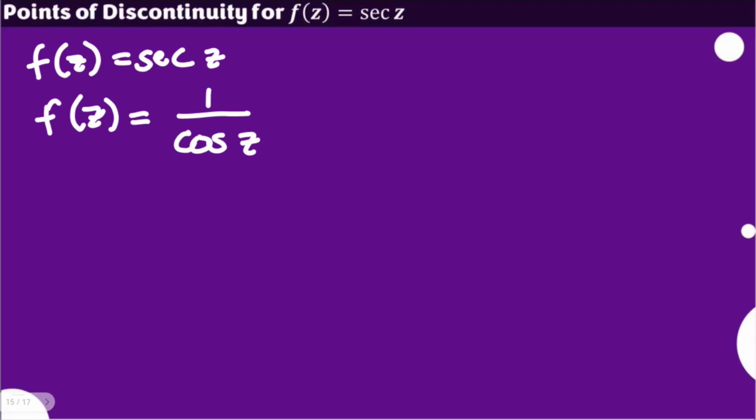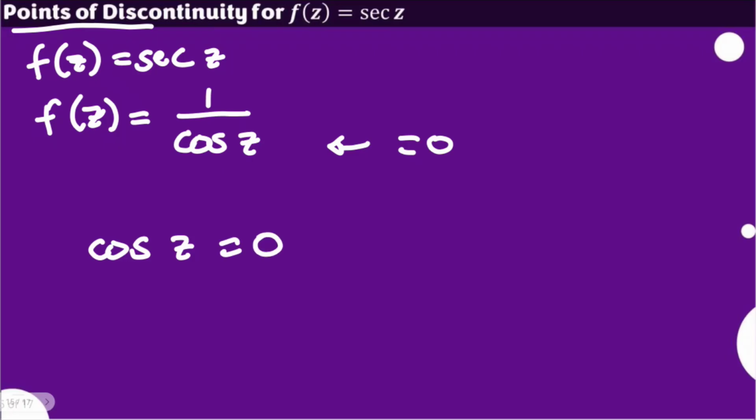Now we have noticed that our sec z is transformed into a rational function where cos z is at the denominator. When can we say that this expression 1 over cos z is undefined? Because that's our goal, the points of discontinuity. We can identify the values for which 1 over cos z, or sec z in the original form, is undefined if the denominator is equal to 0, which is cos z = 0. So we're going to show the values of z for which cosine is 0.